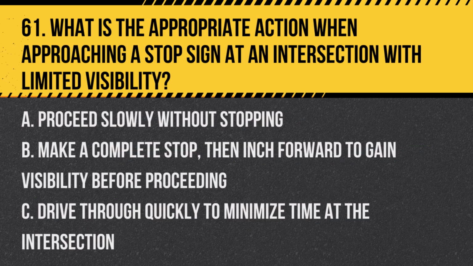Question 61. What is the appropriate action when approaching a stop sign at an intersection with limited visibility? A. Proceed slowly without stopping. B. Make a complete stop, then inch forward to gain visibility before proceeding. C. Drive through quickly to minimize time at the intersection. Answer: B. Make a complete stop, then inch forward to gain visibility before proceeding. It's crucial to stop first for safety, then cautiously advance to improve sightlines.